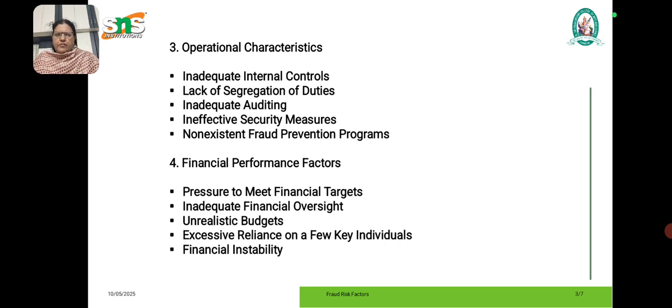And then financial performance factors. Pressure to meet financial targets: excessive emphasis on meeting financial targets may encourage individuals to manipulate financial results. Inadequate financial oversight: lack of independent financial oversight may also lead to financial fraud. Unrealistic budgets: setting unrealistic budgets may also lead to financial fraud. Excessive reliance on few individuals: only a small number of individuals increases risk if they are involved in fraudulent activities. Financial instability: when the organization is financially unstable, it also leads to fraud.